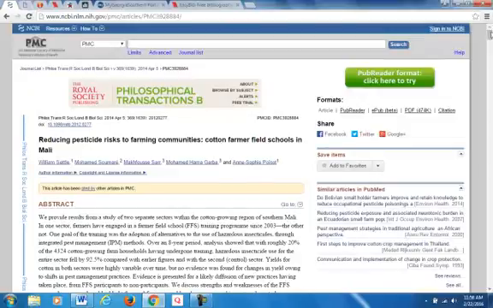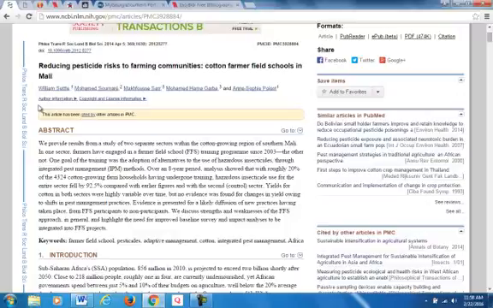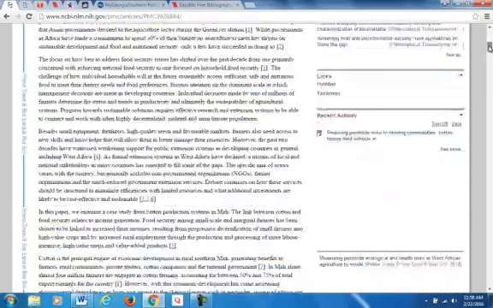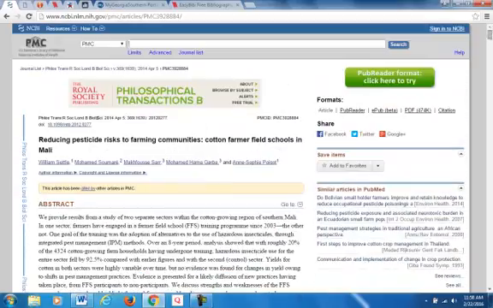And an article actually pops up about reducing pesticide risk to farming communities. So this would be a great article to use for this project. So I'd bookmark that to look at later.